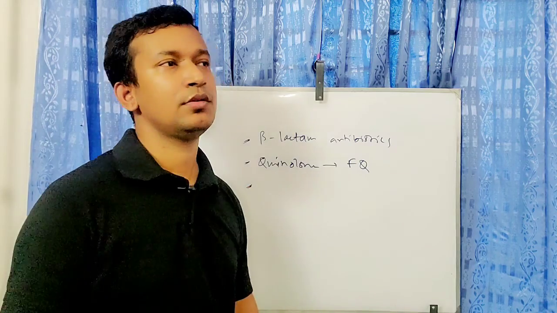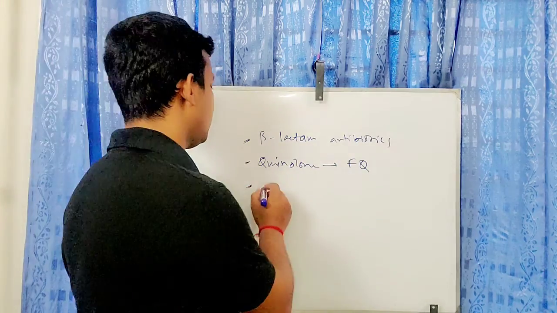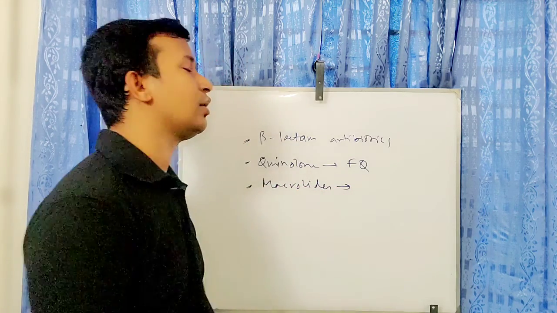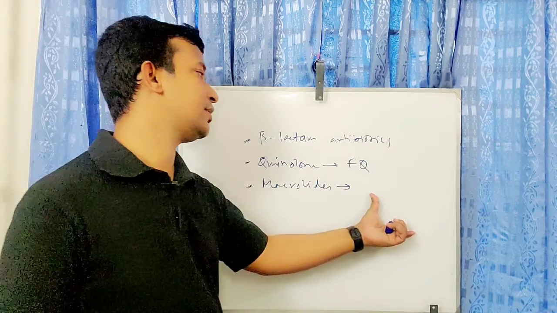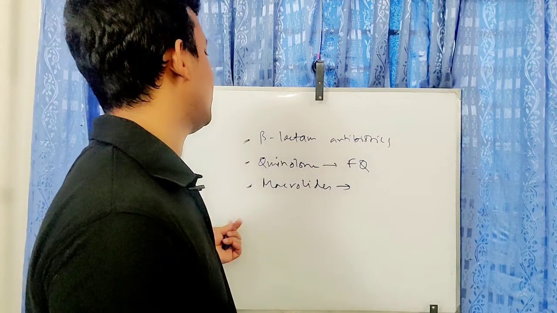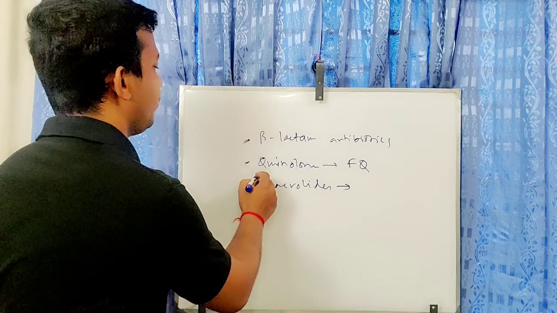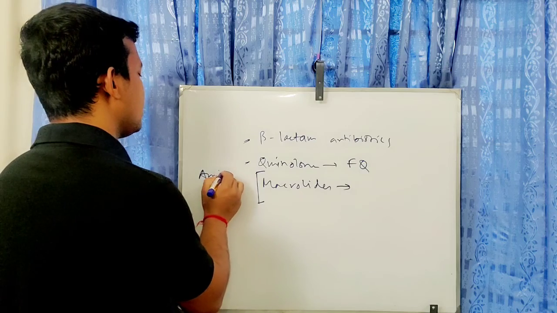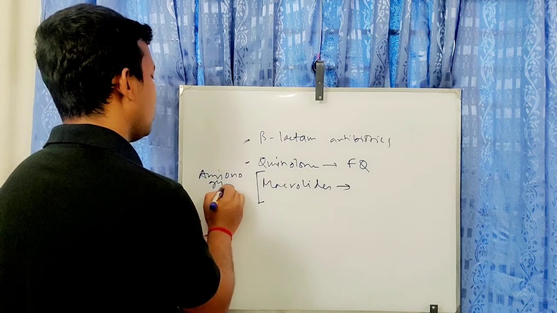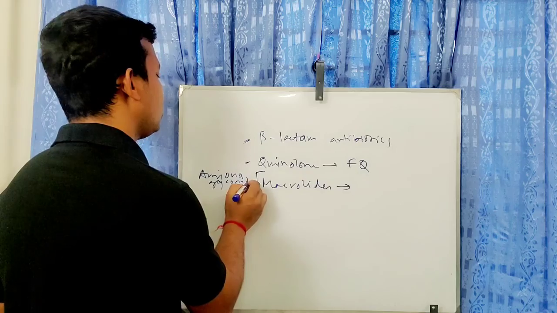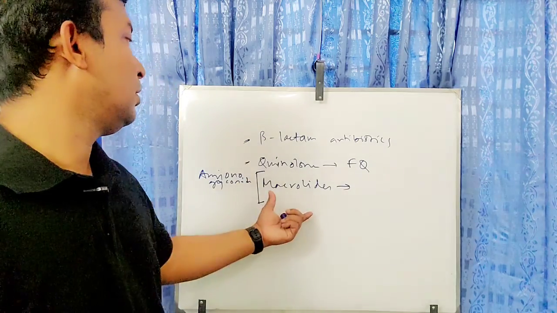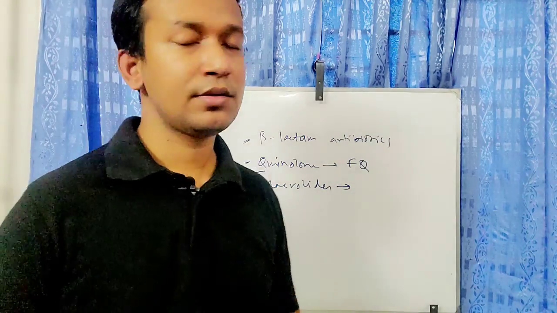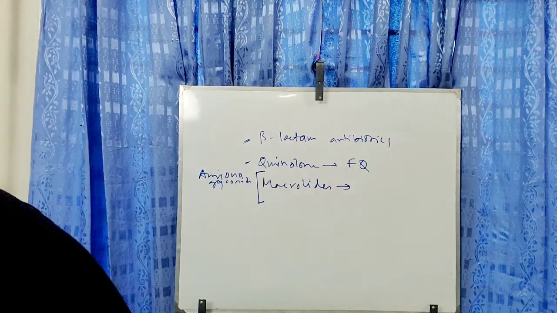Next one is macrolides. These are also very common nowadays, like azithromycin, streptomycin. In fact, they also fall into another big class which we call aminoglycosides. So under aminoglycosides they fall, like macrolides, and the examples are as we have already told.